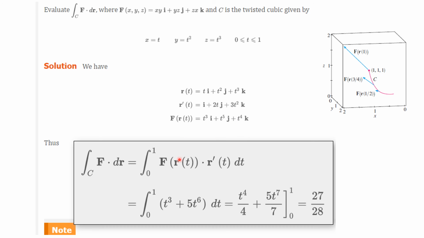And so that is what f is. Now our formula is that the integral over this curve of f dot dr is the integral from 0 to 1. I plug in those things, and I am going to take the dot product of these and simplify. You should verify this calculation. Then I integrate and I get 27 over 28. That is the exact answer.